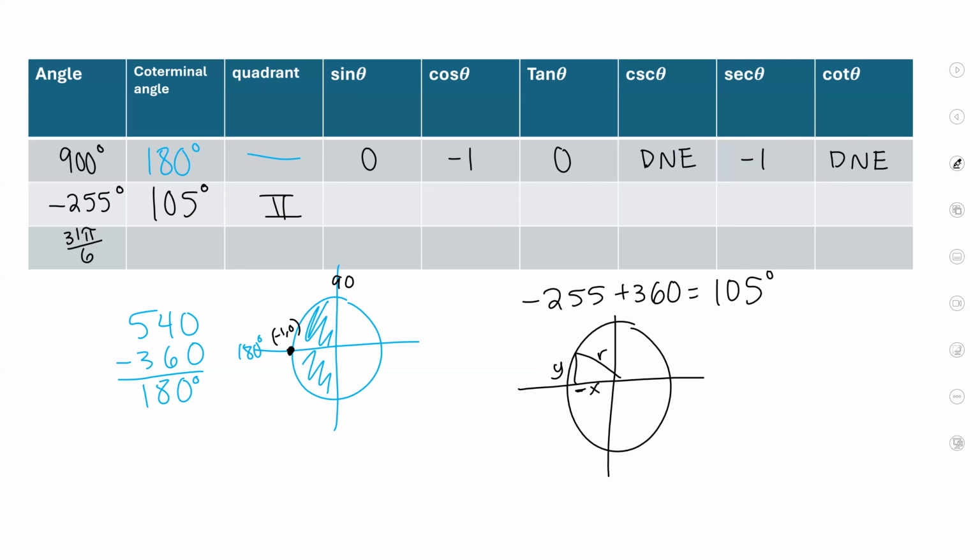Y'all are starting to forget again. What do you associate the y with? So this sine, you associate sine with y. This y that I just drew is positive. That means sine is positive. However, this x is negative because we went to the left on the x-axis, right? So that means your cosine is negative because you have a negative x. So this means that your sine is positive, your cosine is negative. That means tangent is going to be negative.